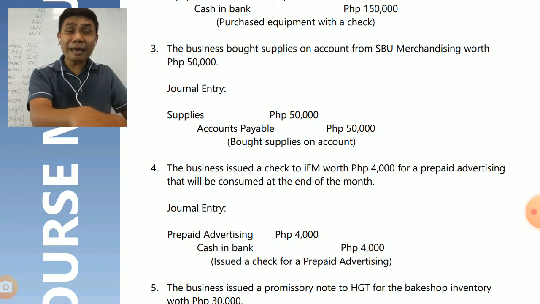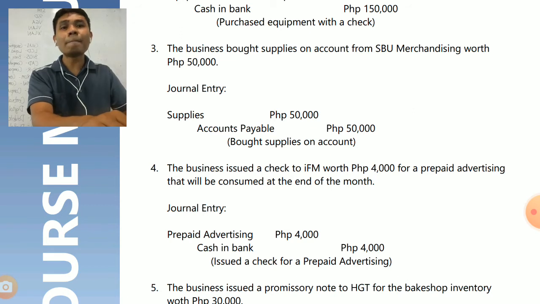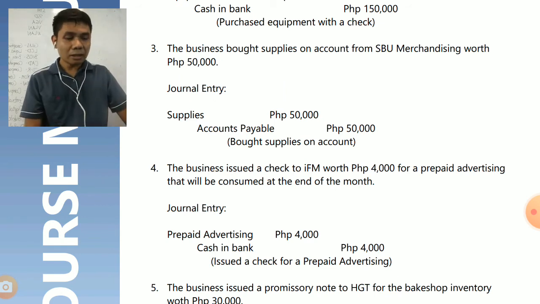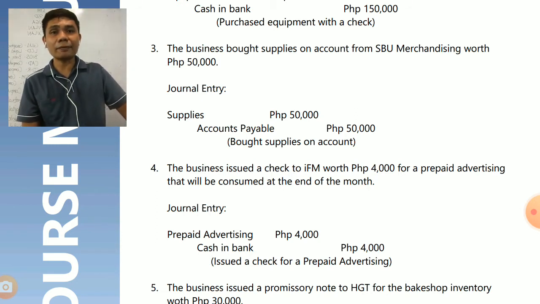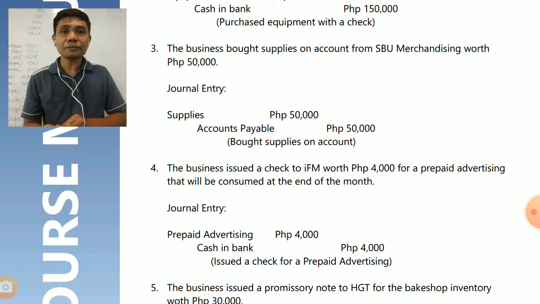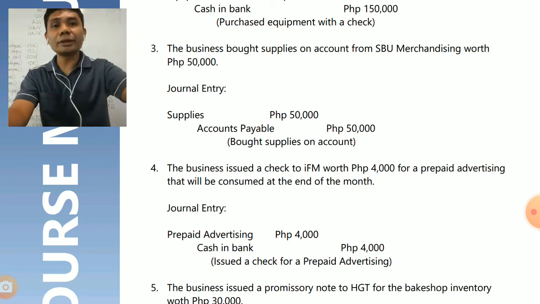So importante gyud si normal balance kay kung wa ka kabalo sa unsay normal balance, malibog ka kung asa nimo ibutang si supplies or accounts payable. Although kabalo kag supplies ni, accounts payable ni. Pero asa gyud nako i-debit, asa i-credit, mao na ang problema kung wa gyud ka kabalo sa normal balance sa different types of accounts. So kana siya sa third transaction.